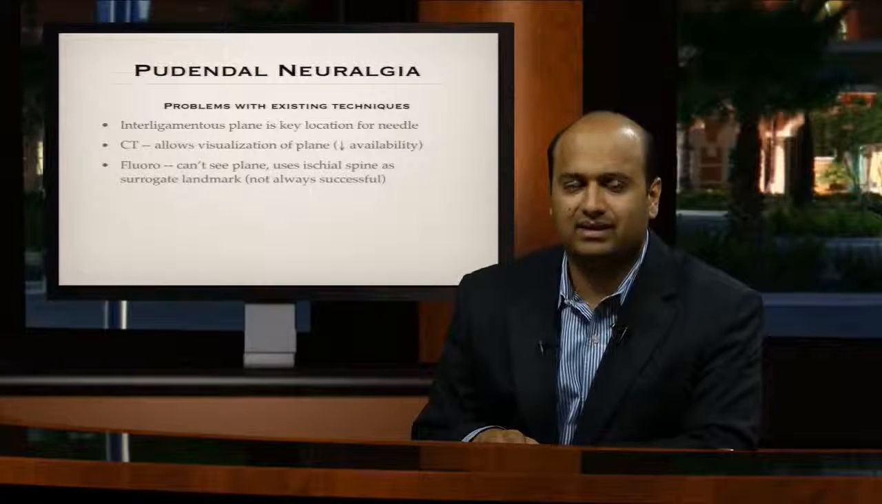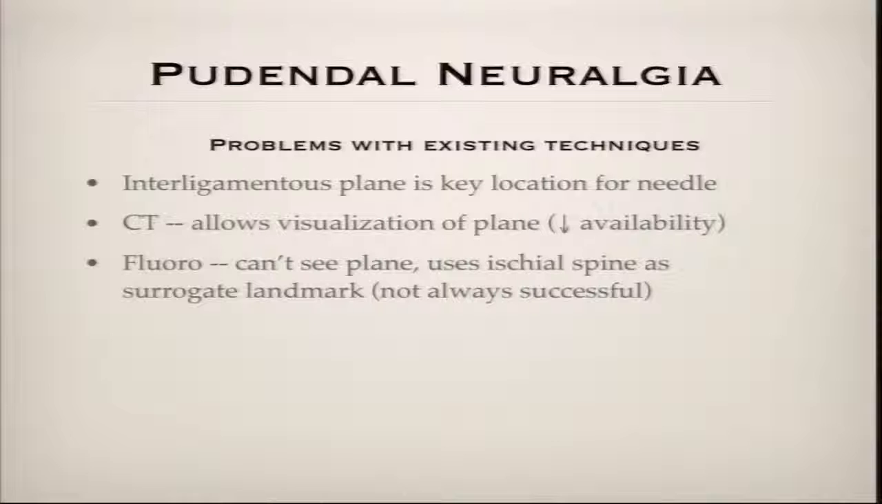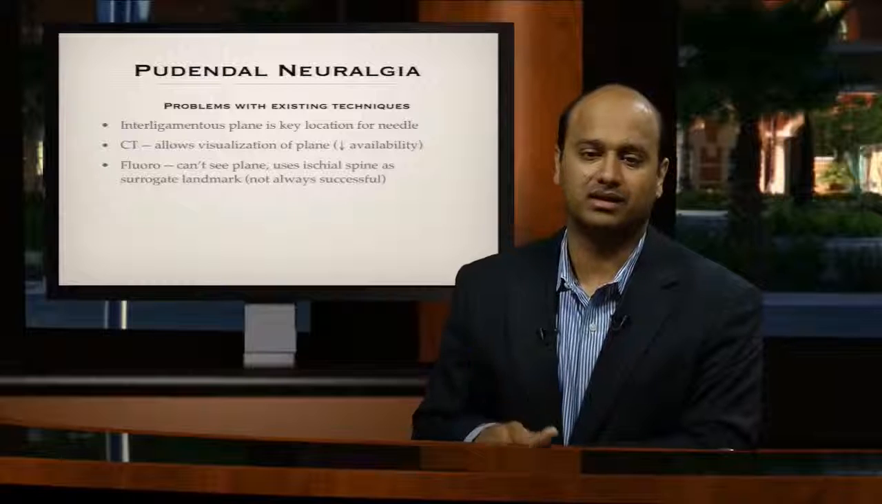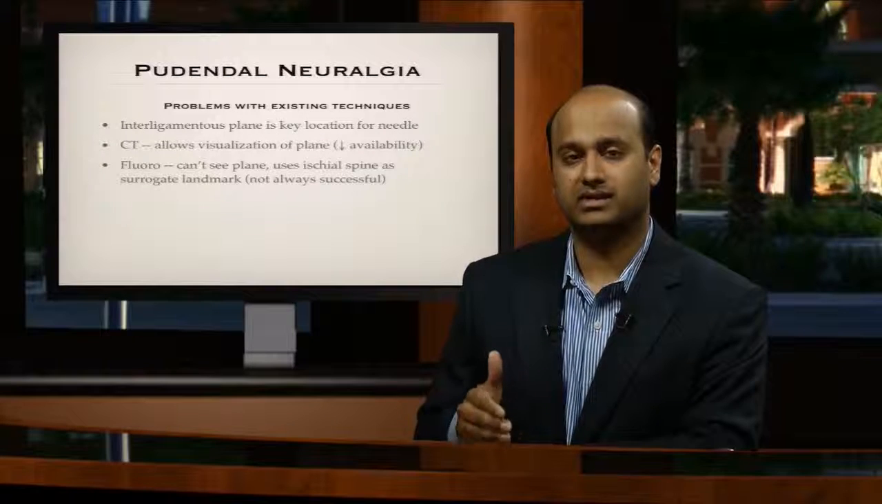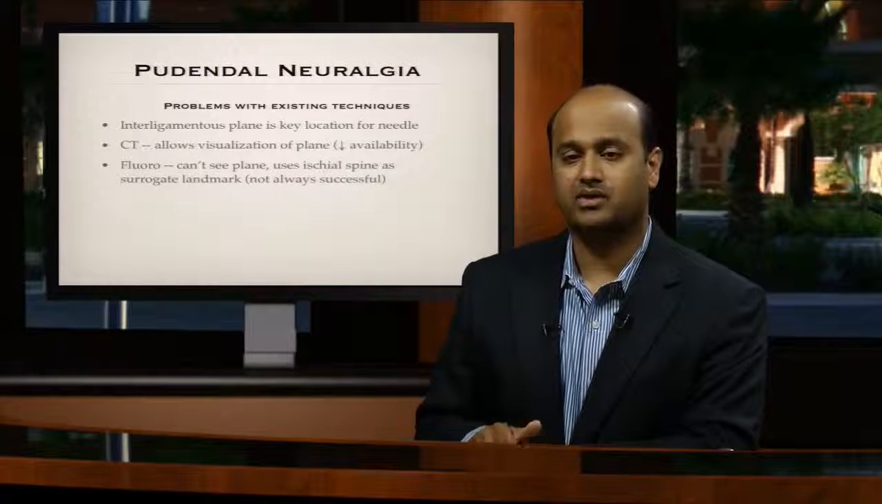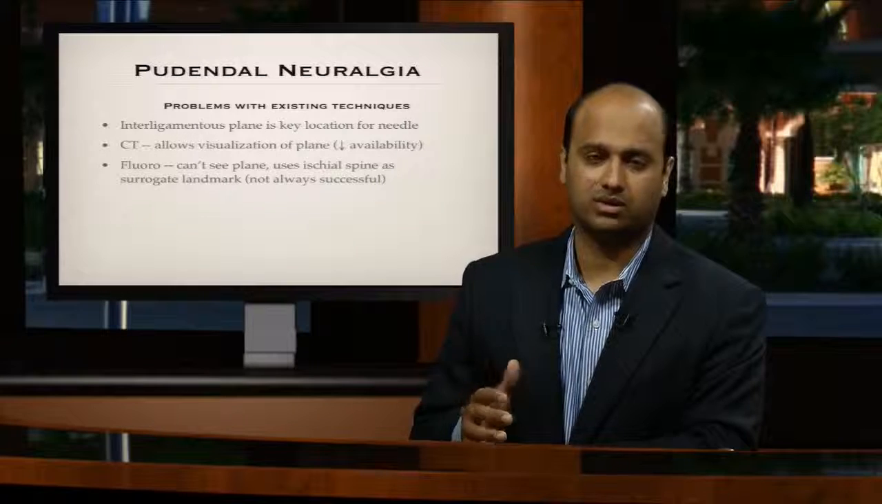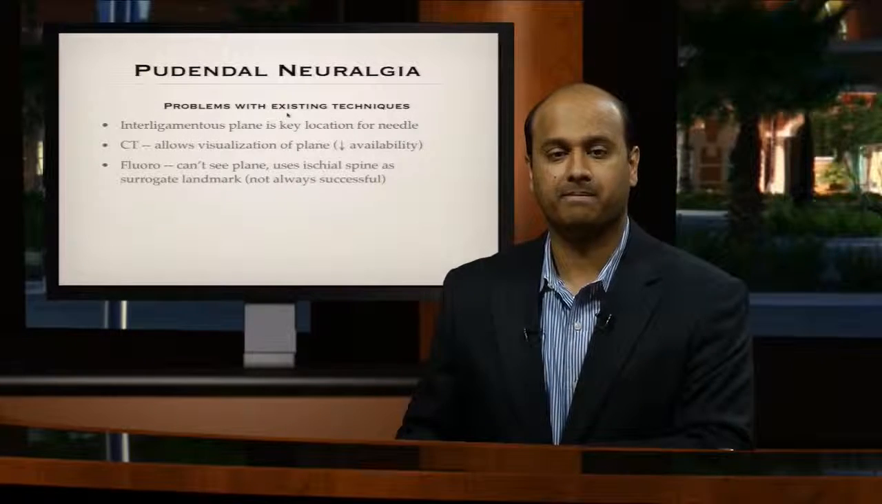The existing techniques are complicated. The interligamentous plane is key for the needle localization. However, CT allows for this visualization of this plane. CT is not always readily available, and it doesn't provide the real-time information that we're often interested in. Fluoroscopy provides real-time information, but you can't see the ligamentous plane. You can only see the ischial spine and use that as a surrogate landmark, which isn't always as precise as we would like to see.